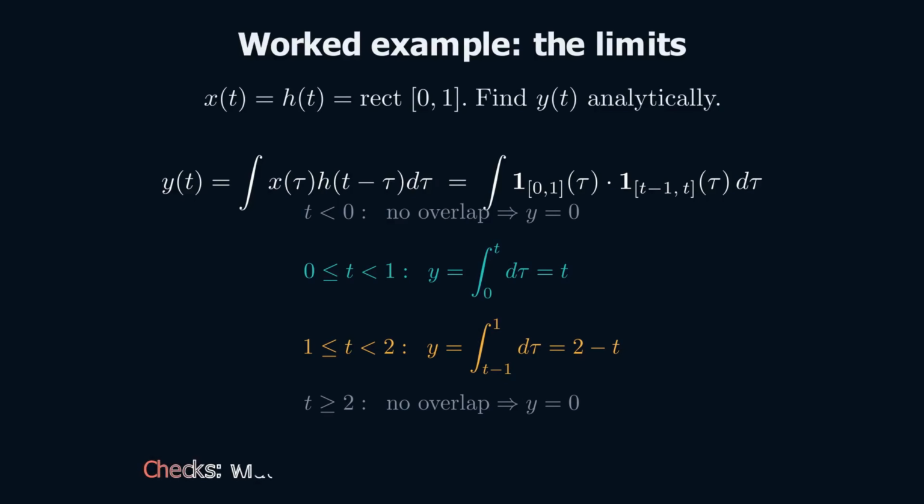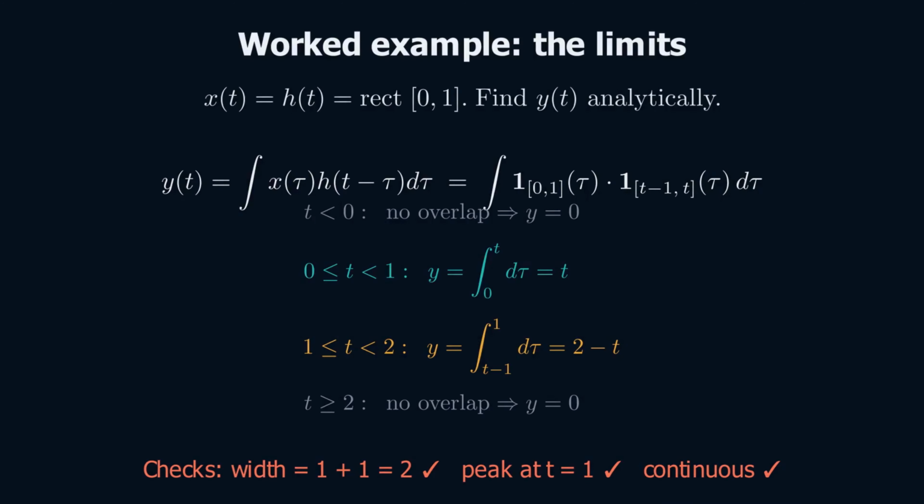Duration, 1 plus 1 is 2, matches. Peak where the cases meet, at t equals 1, value 1, matches the movie. Convolution answers are always continuous, even for jumpy inputs, matches. 3 free checks most students never use.